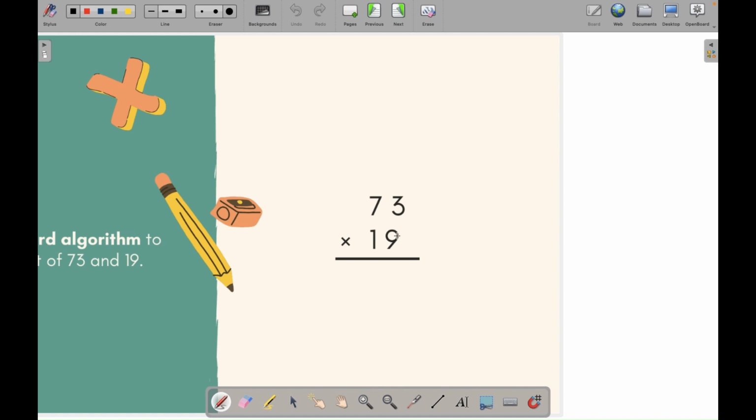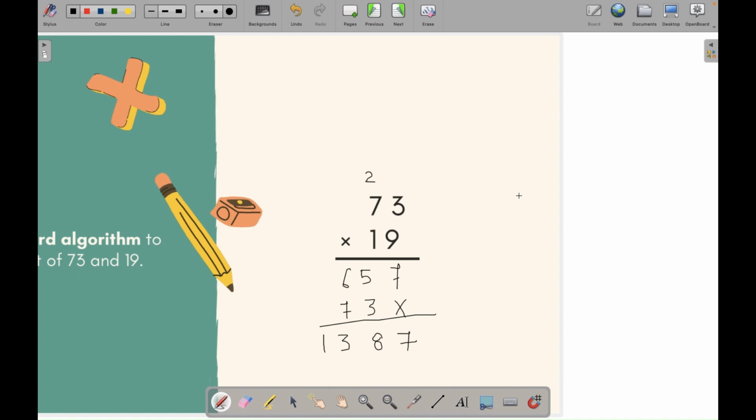So the first step will use the standard algorithm. So we are given two numbers, 73 times 19. So 9 threes are 27, right? Carries 2. 9 sevens are 63 plus 2 is 65. So we'll get 657. Reserve one digit for the units place. Then 1 threes are 3 and then 1 sevens are 7. Now we'll add these two numbers. So 7 comes down as 7, 5 plus 3 becomes 8, and 6 plus 7 becomes 13. So 1387 is the answer.